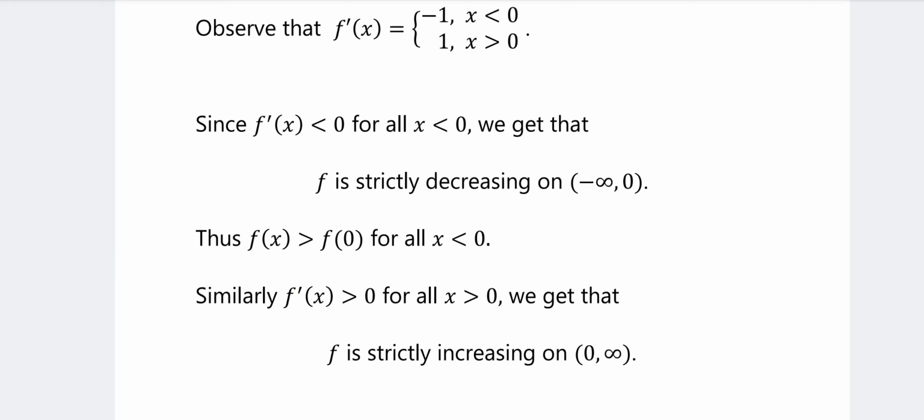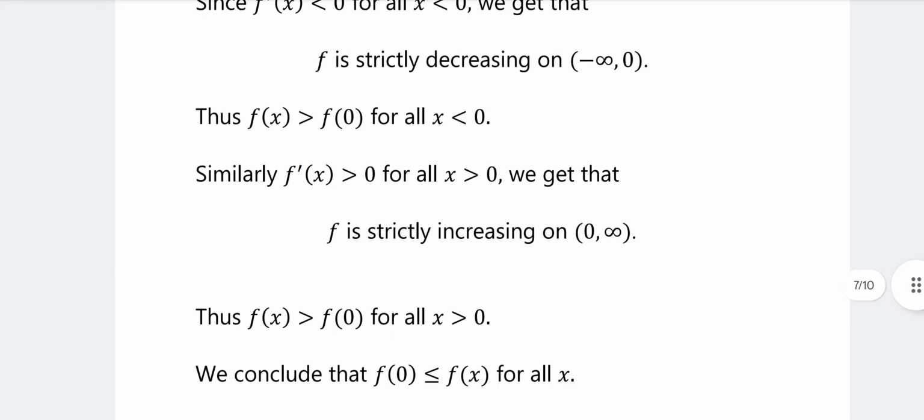Similarly, the derivative of f is greater than 0 for all x greater than 0. So by result second b part, f is strictly increasing on 0 to infinity. So what we got is f(x) is greater than f(0). You see, on the left side of 0 and the right side of 0, the function value is greater than the value at 0.